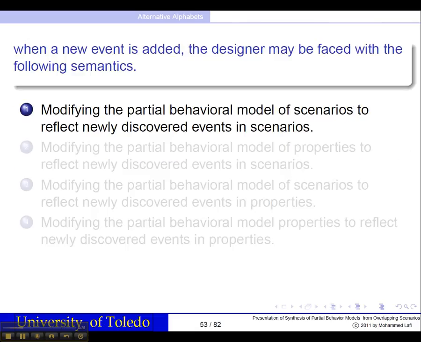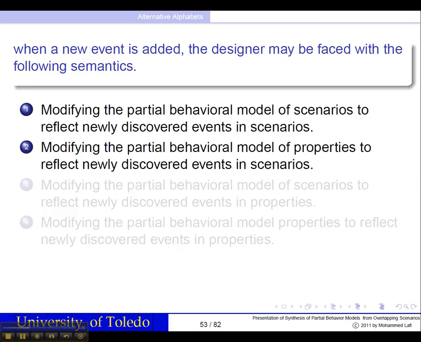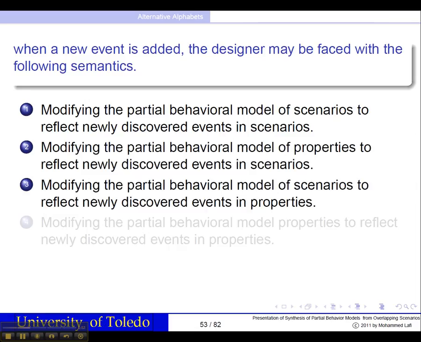Now, when we try to modify a partial behavior model after we discover a new event or new action, we will have four cases. The first case, when we are trying to modify the partial behavior model of scenarios to reflect the newly discovered events in scenarios or in properties, then modifying the partial behavior model of properties to reflect newly discovered events in properties or in scenarios.